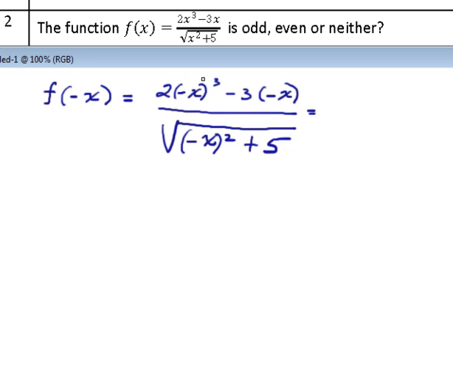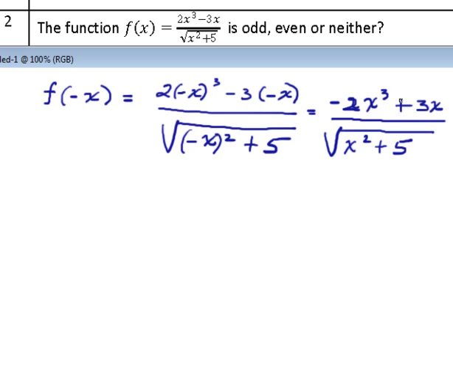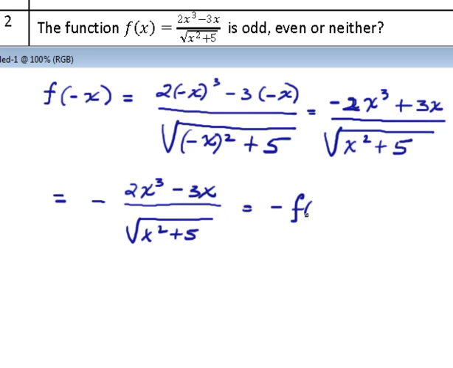Okay, now let's simplify that. When we cube this out, we get a minus coming out in front. And here we have minus minus, that's plus 3x. And under the square root, we have x squared. So when we square that out, under the square root, we have a minus x squared. Square it out, and that's x squared. All right, so you see we can factor out a minus 1 from the numerator. So we can put a minus in front of the whole expression, and we have in the numerator 2x cubed minus 3x, which is equal to minus f of x. Okay, so we got that f of minus x is equal to minus f of x. That means that our function is odd.